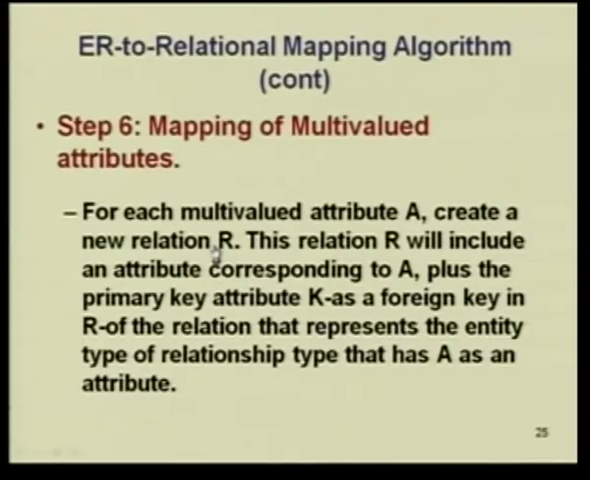Now, let us look at mapping of multi-valued attributes. Remember, one attribute can have more than one value, an example being phone number. For that, you create a new relation R. This relation will include the attribute corresponding to A plus the primary key attribute K as the foreign key of the relation, and this is done so that you do not have a multi-valued attribute. Every multi-valued attribute is considered as phone 1, phone 2 and so on. So that attribute is taken care of.